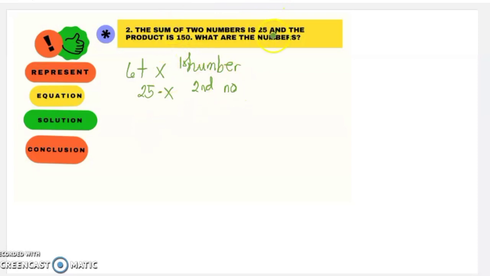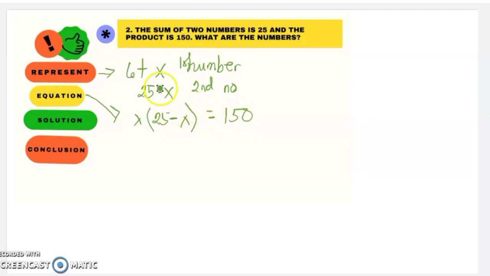Okay, next condition. The product is 150. So, ito yung ating representation na. So, ang equation natin would be x times 25 minus x is equal to, product daw is 150.